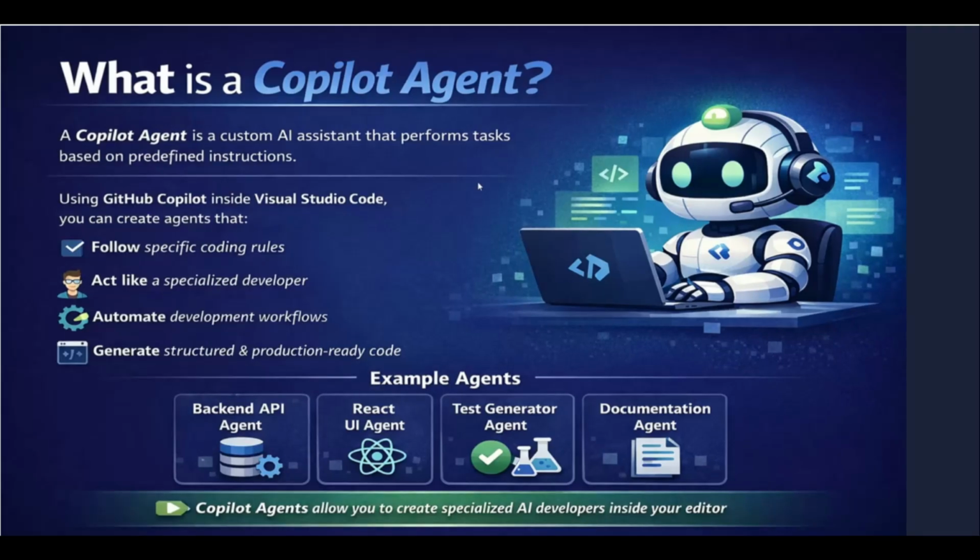A GitHub Copilot agent is a custom AI assistant that performs tasks based on predefined instructions using GitHub Copilot inside Visual Studio Code. You can create an agent that follows specific coding rules, behaves like a specialized developer, or automates parts of your development workflow. It can also generate structured and production-ready code. Some examples include a backend API agent, a React UI agent, a test generator agent, and a documentation agent.